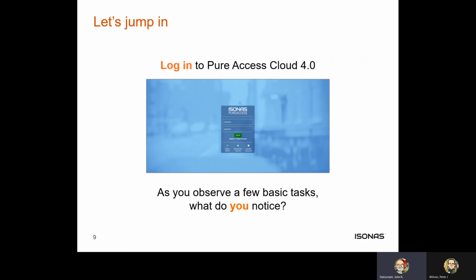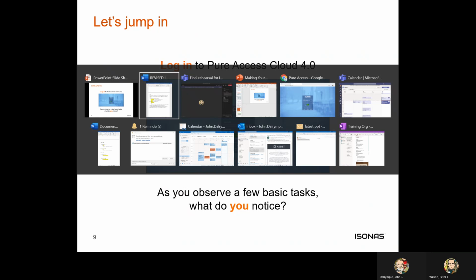All right, well, let's go ahead and jump in. I'm going to bring up a screen share and I'll log into Pure Access Cloud 4.0, the new interface, and then I'll perform a couple of the basic tasks. I'm going to deactivate a user, edit a user, add a user, and edit an access point. While I'm doing that, I want you guys to type into chat anything that you notice that's different.